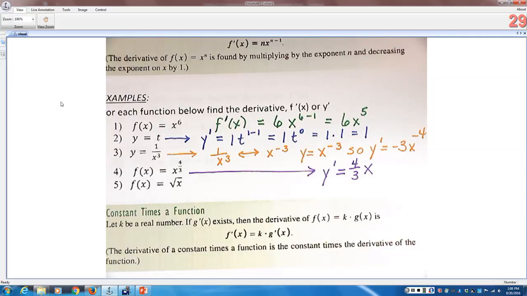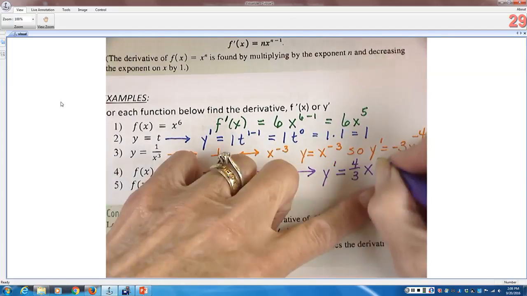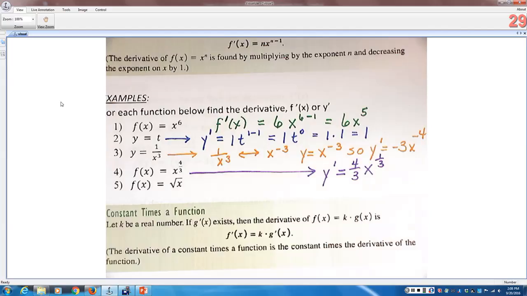Okay, good job. So it's 4/3 x to the 1/3. Because 4/3 minus 1 is the same as 4/3 minus 3/3, and that's 1/3.